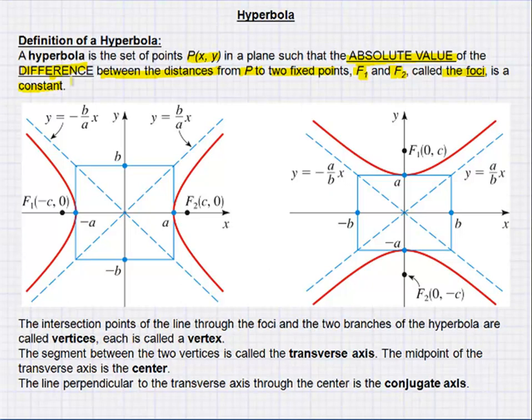There's two different types of hyperbola we're going to look at. One which we're going to call a horizontal hyperbola, that's this one, and the other one we'll call vertical, because that's kind of how the graphs line up. The red pieces are the actual graphs. And the idea is this.